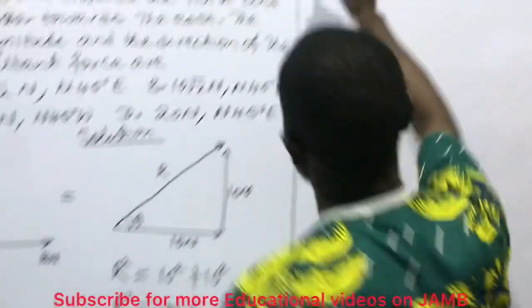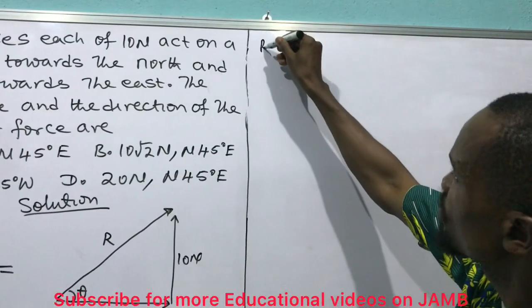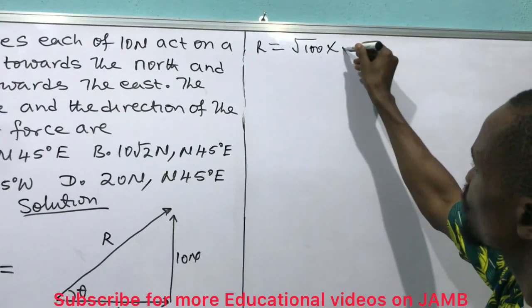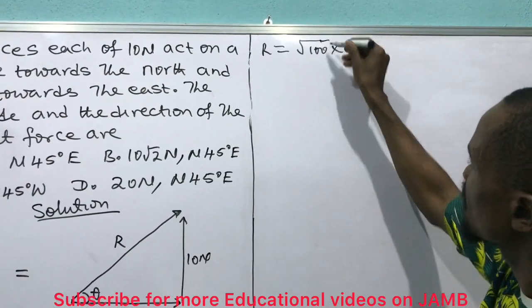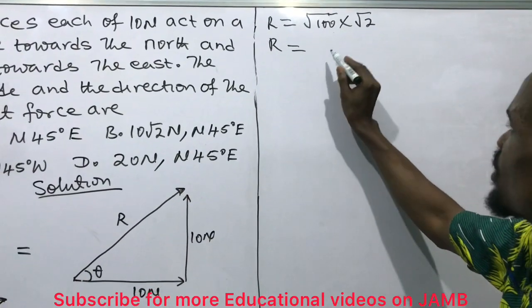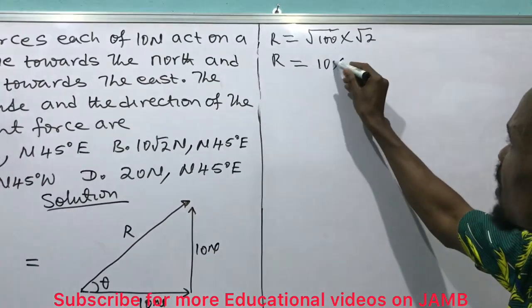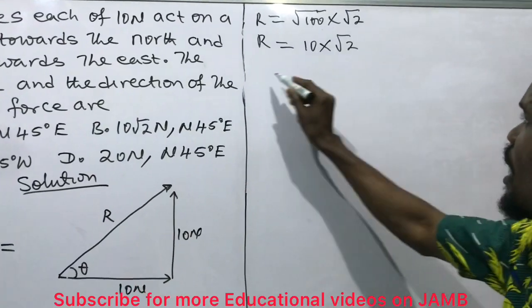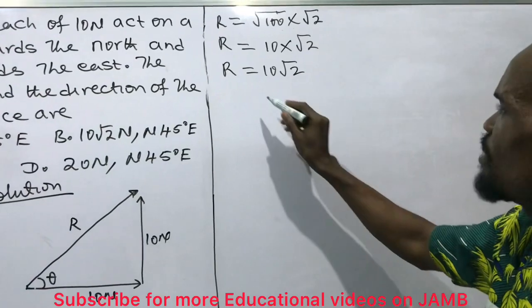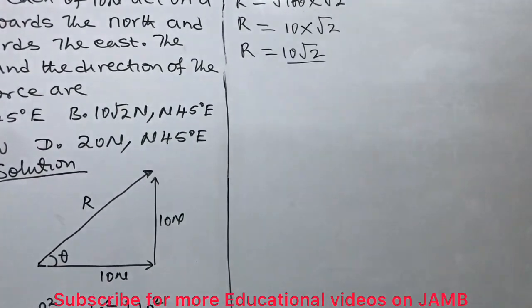Can we come over here? I can say that R equals the square root of 100 times the square root of 2. And that will give me R equals the square root of 100, which is 10, times the square root of 2. So R will be 10 root 2. That's the magnitude of the resultant force.